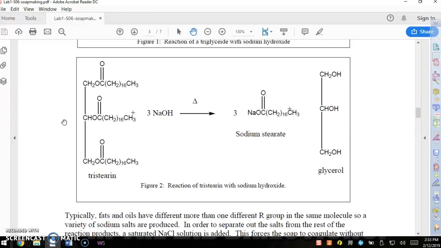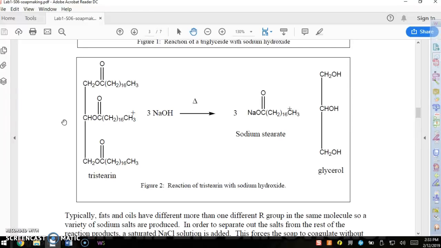Solid fats are typically from animal sources like tallow from beef or lard from pigs. Or you can have some solid vegetable oils like coconut oil, which is what we'll be using. Or you can have liquid oils such as corn oil, olive oil, or canola oil. Those are your typical cooking oils.